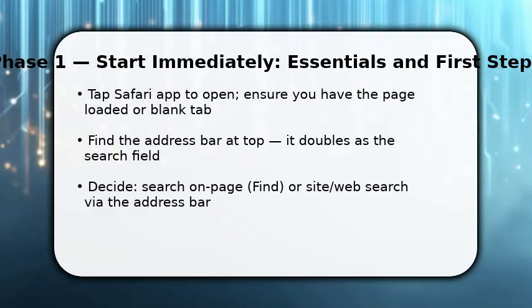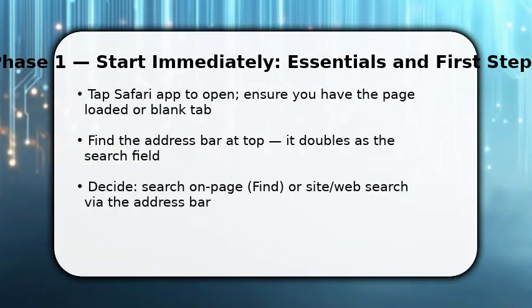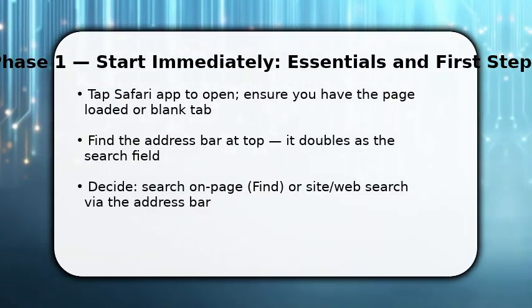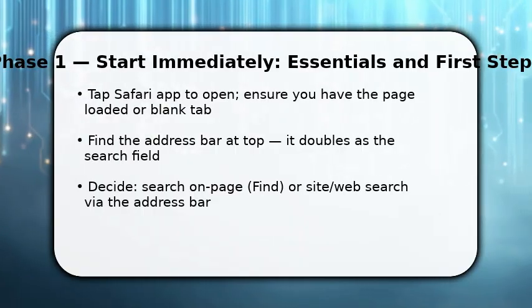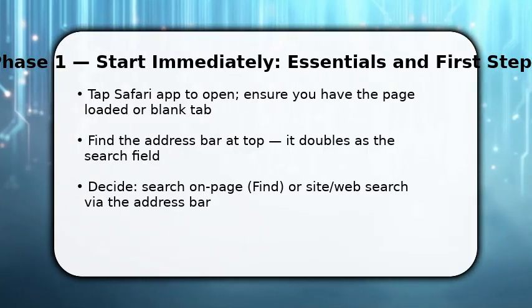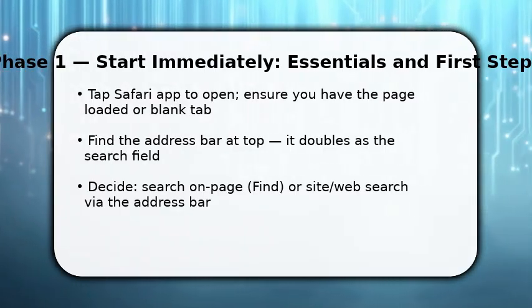You start by opening Safari and getting to the page you want to search. Once the page is visible, look at the top address bar. It acts as your web search field. If you need to find a word on the current page, use the Find function. If you want web results, type into the address bar.